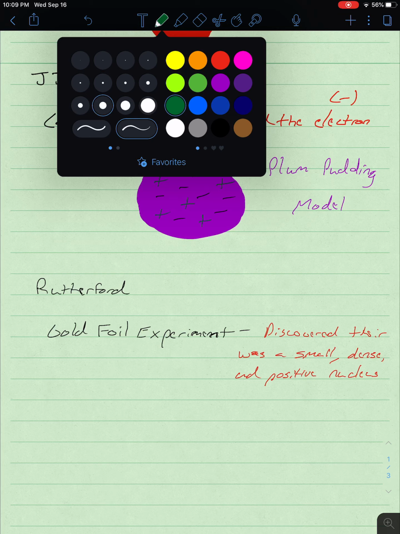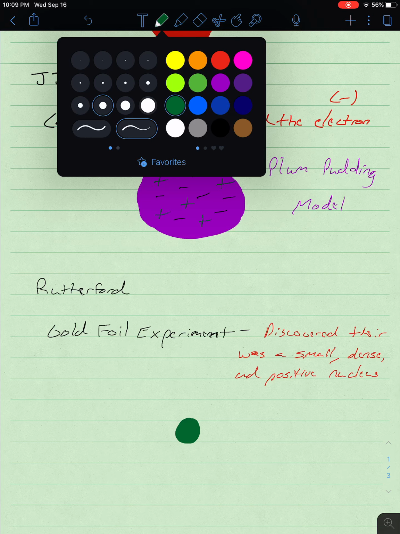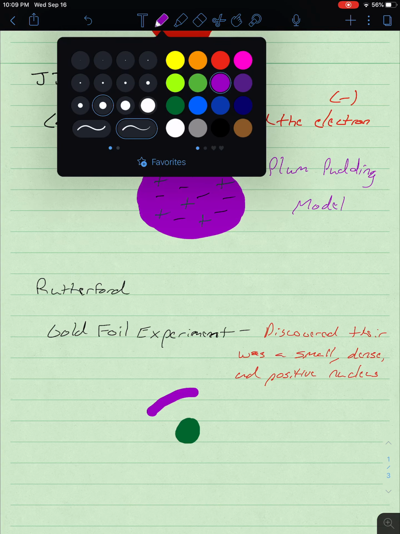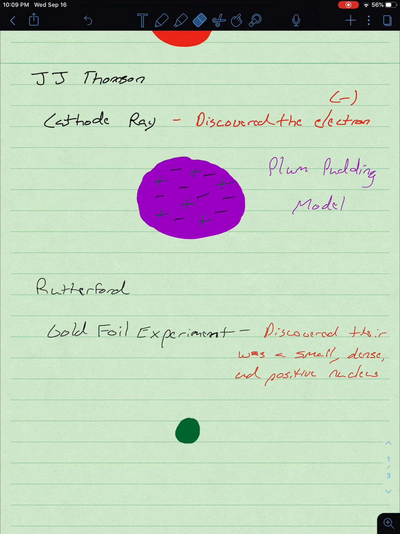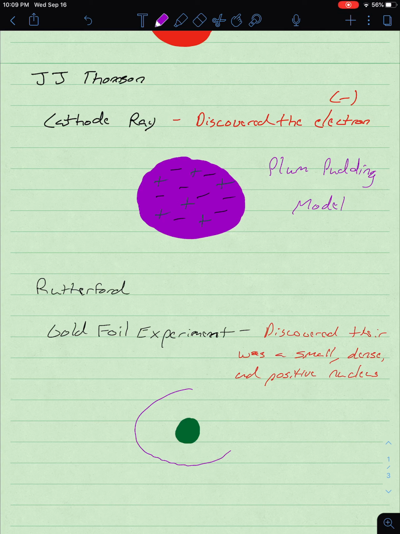Give me one second, just playing with this. So what he discovered was this small, dense, and positive nucleus. And then I'll get some different colors and a different size. Sorry, this is not very easy to go back and forth on.